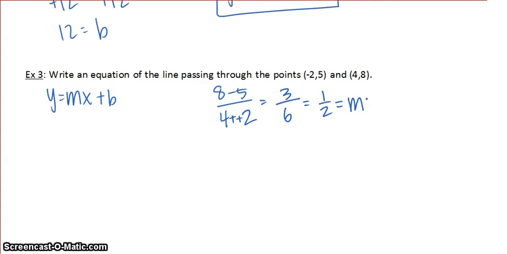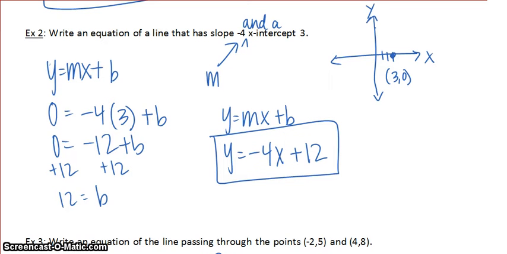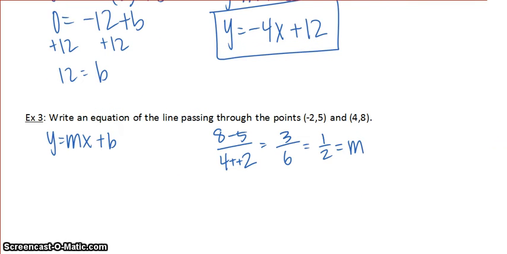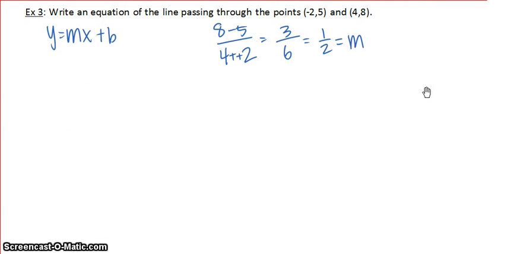And also, remember, I have my points. So now I'm going to do exactly what I did kind of from this one. I'm going to use a point, and I'm going to use my slope to find my b to help me finish my equation. So it doesn't matter which point. I'm going to show you that you can use either point to find it. So I'm going to use negative 2, 5 first.